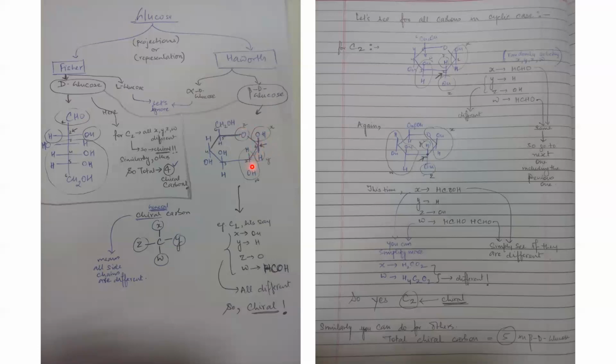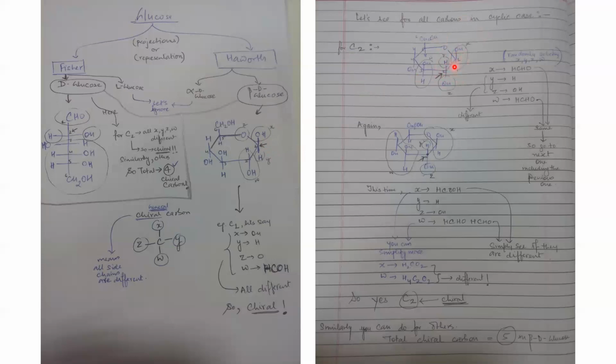You just have to see the nearest bonds. Here on one side it's O, and on the other side it's HCOH. So what you see here is that all of these 4 are different. Straight away you can say that this particular carbon is chiral. Now let's go to the second page and see C2. You can see the arrow here for this particular carbon.